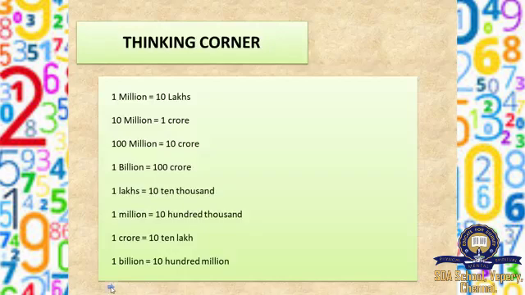Thinking corner. This is the comparison of Indian system of numeration and the international system of numeration. 1 million is equal to 10 lakhs. 10 million is equal to 1 crore. 100 million is equal to 10 crore. 1 billion is equal to 100 crore. 1 lakh is equal to 100,000. 1 million is equal to 10 lakh. 1 crore is equal to 10 million. 1 billion is equal to 1000 million.